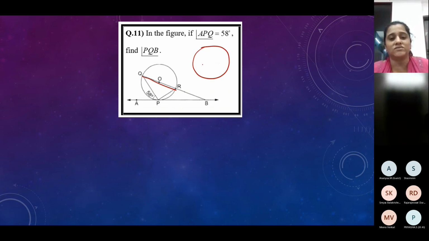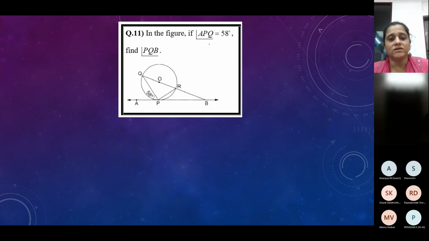Circle, 9th standard. This is the circle diameter. How do you know it's a diameter? Because it passes through the center O. QR is the diameter because it passes through the center O. P is any point on the circumference. If you join Q to P and R to P, this is 90 degrees. Angle in a semicircle is a right angle.